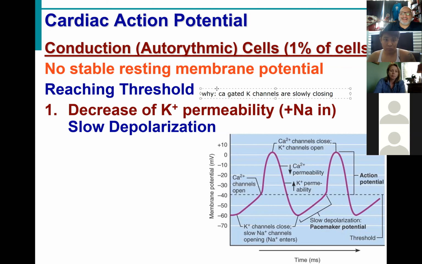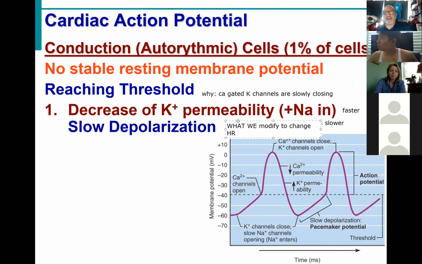Now remember, we can let sodium in, and if we let sodium in, it's going to reach threshold faster. Remember also, we can let chloride in, and if we let chloride in, it's going to go slower. So remember, using our neurotransmitters, using additional channels, we are able to modify this rate. This is the part, the slow depolarization. How fast does it reach threshold? This is the part that we can modify. This is what we modify to change heart rate.